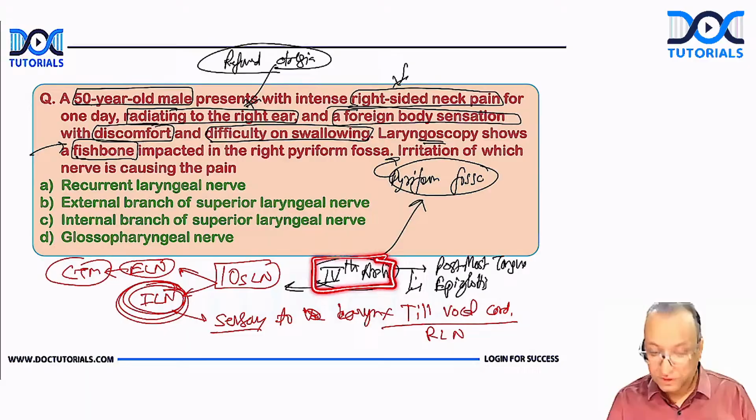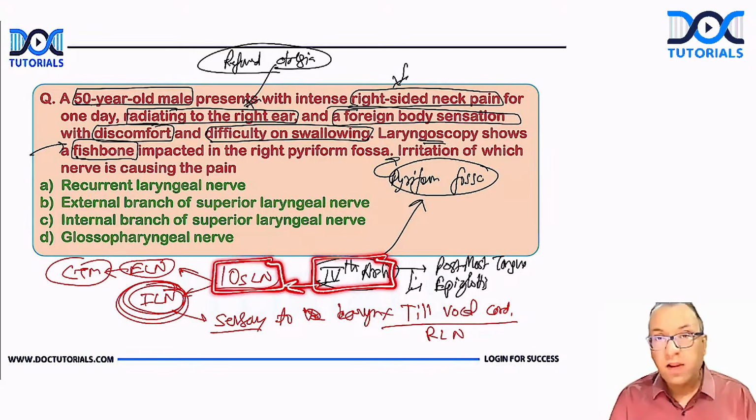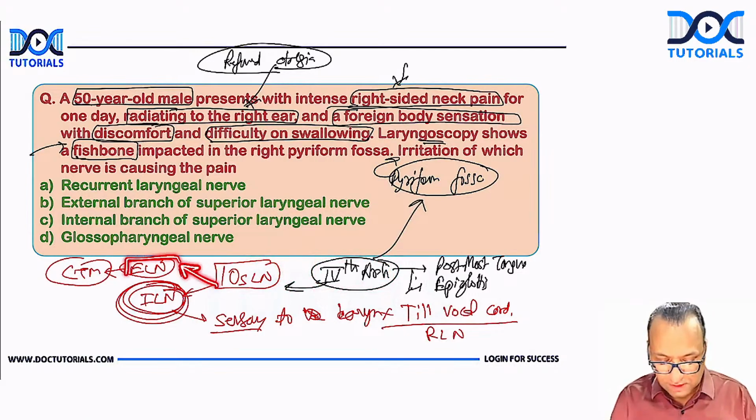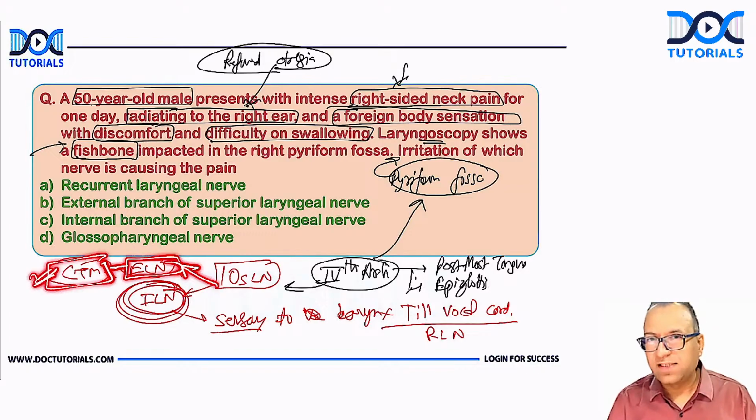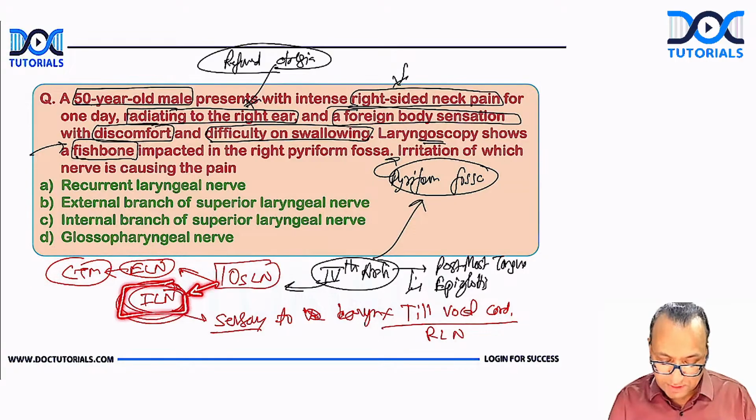So which is the nerve of the fourth arch? The nerve of the fourth arch is the superior laryngeal nerve. But the superior laryngeal nerve has two parts. It is the external laryngeal nerve supplying the cricothyroid muscle, the tensor of the vocal cord. Are you talking about that? No, it is sensation. So if you're talking about sensation, then it is the internal laryngeal nerve.